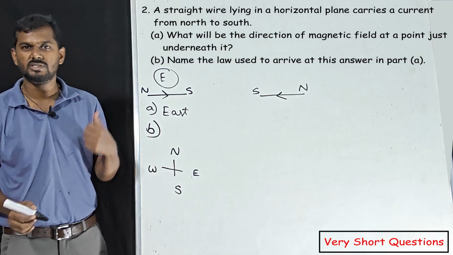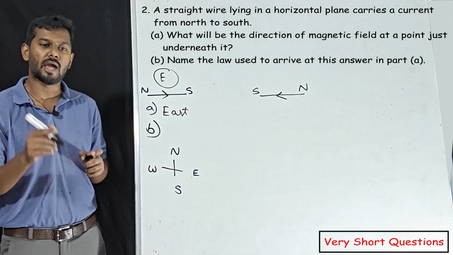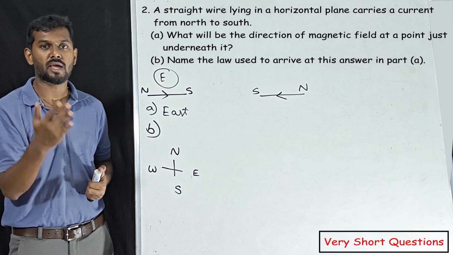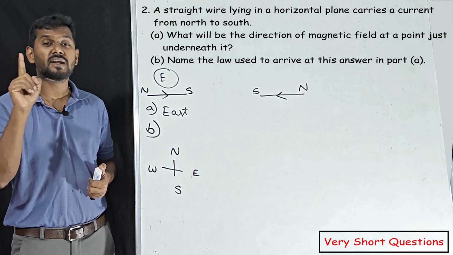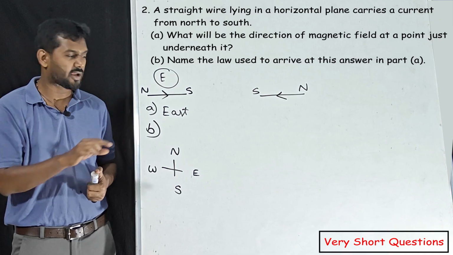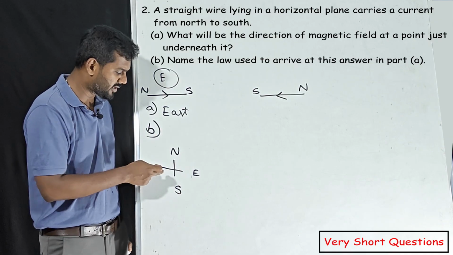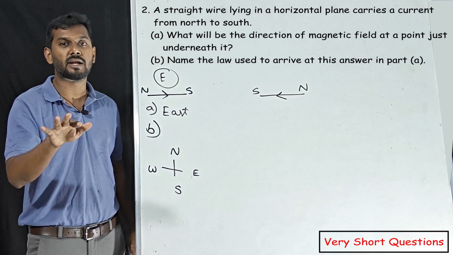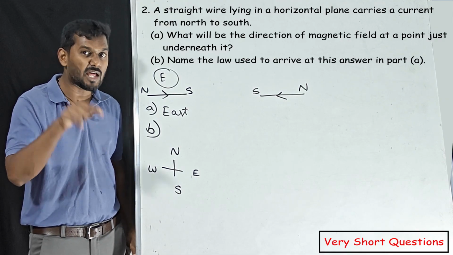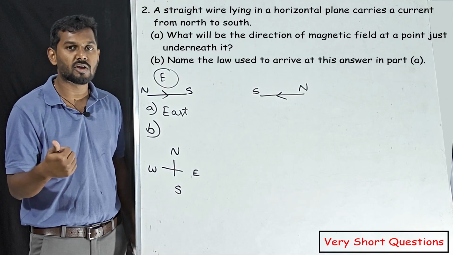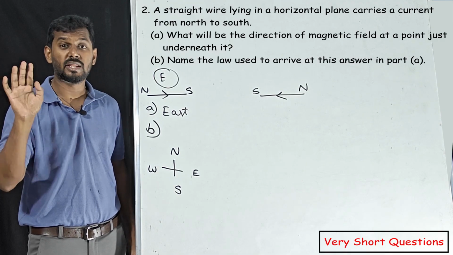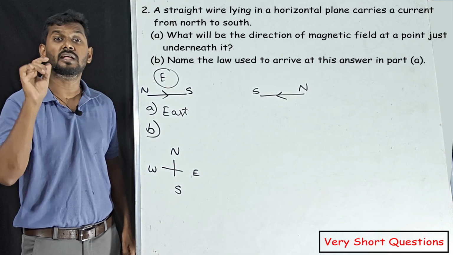Name the law which is used in part A. Very simple, I told you earlier only, it is right hand thumb rule. To find the direction of magnetic field because of the current, whenever there is a current, magnetic field will be produced. To find the direction of that magnetic field, which law are we going to use? Right hand thumb rule, not Fleming's right hand rule. It is just right hand thumb rule.